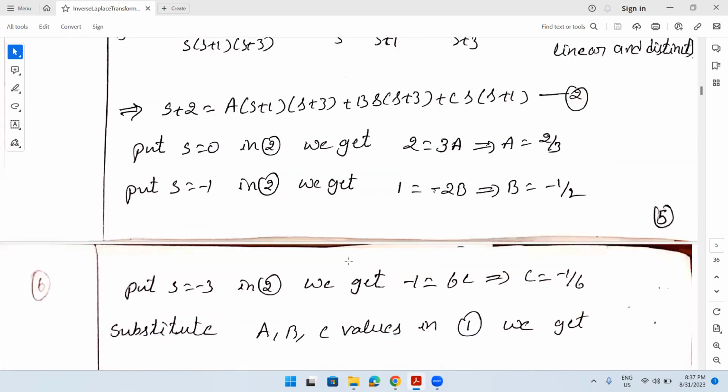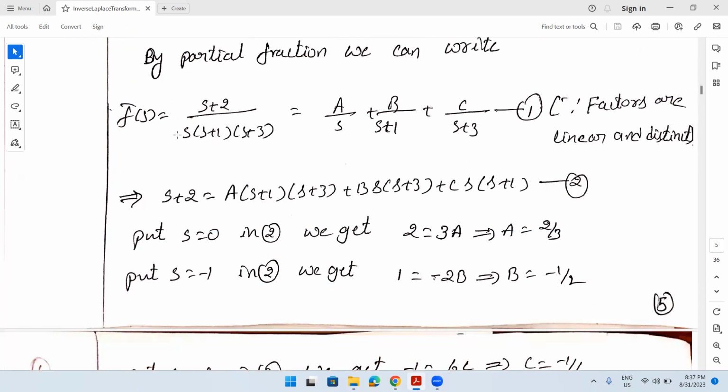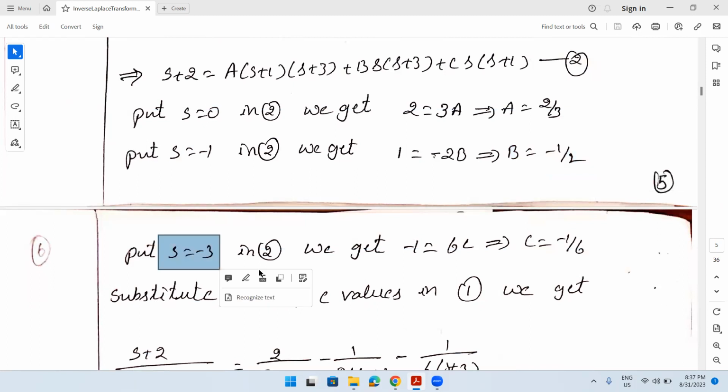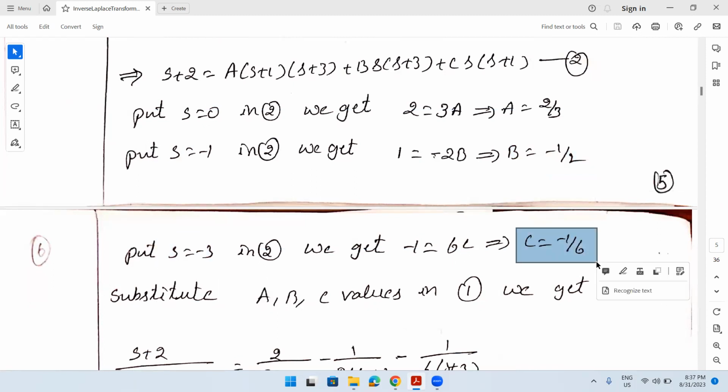As we have seen in the intermediate level, we can write s plus 2 equals A into (s plus 1) into (s plus 3) plus B into s into (s plus 3) plus C into s into (s plus 1). Here we can take s equal to 0, minus 1, minus 3. Taking 0, we get A value as 2 by 3. Taking minus 1, we get B value as minus 1 by 2. Taking s equal to minus 3, we get C value as minus 1 by 6.